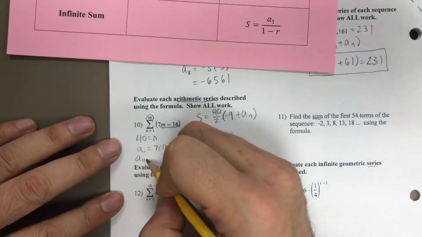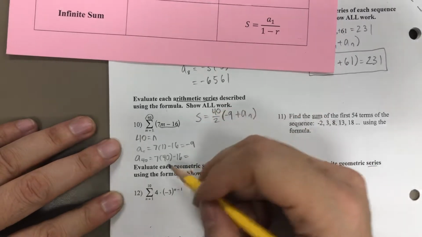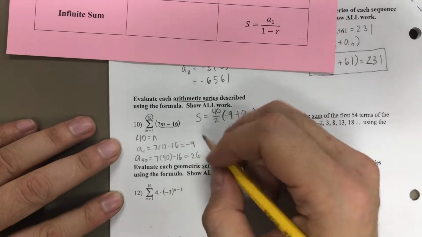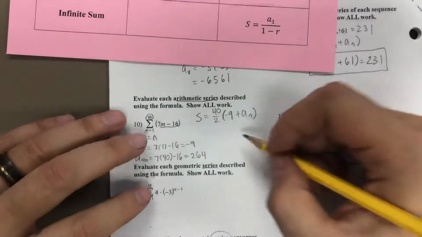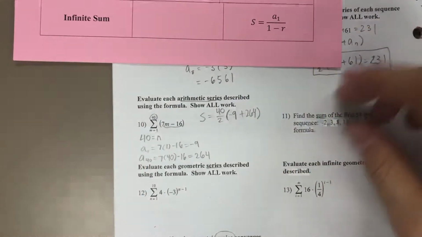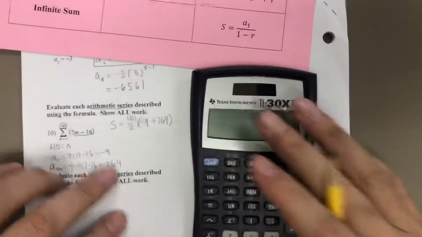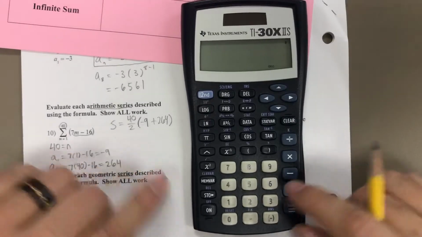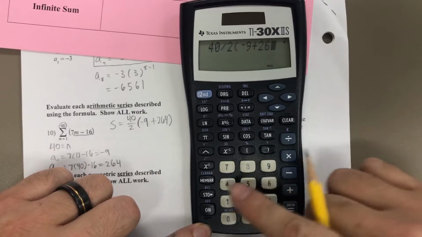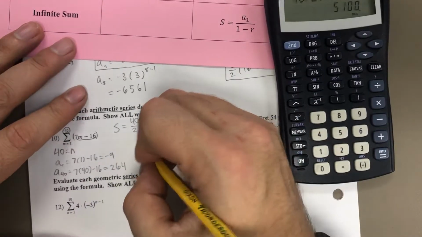So a40, the last term, is equal to 7 times 40 minus 16. So that's 280 minus 16, so that'd be 264. Yeah, 264. All right, so that's the number that goes in for an, 264. And then we just simply use our calculators. So now the rest of it, let's put it there. There we go. All right, so 40 over 2 times (negative 9 plus 264) equals 5,100 on the dot. So there's our answer, 5,100.